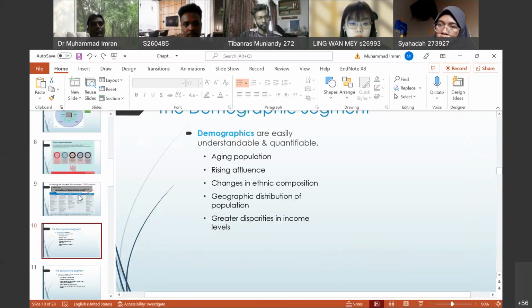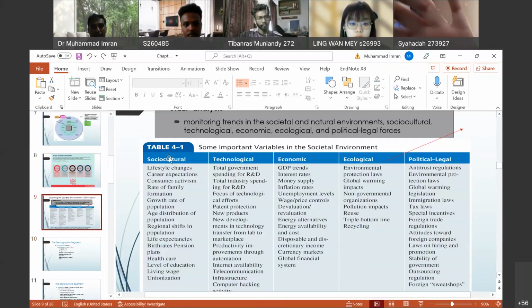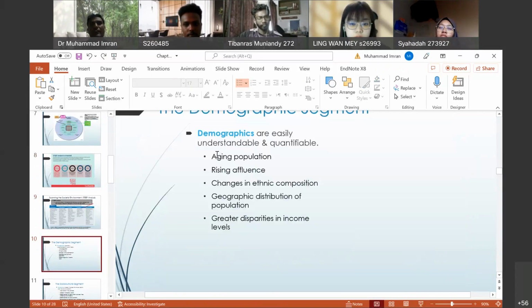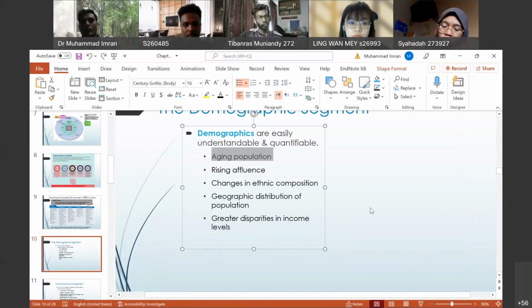Now we are going to discuss this in detail further: social cultural. Demographics are also part of social cultural. One more thing here, aging people. I'm giving you one question. Are tourist companies targeting young people or old people? What are they doing? Are they targeting young people or old people?